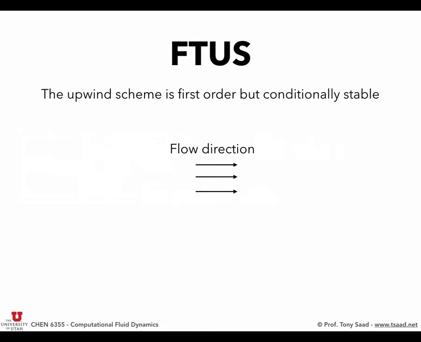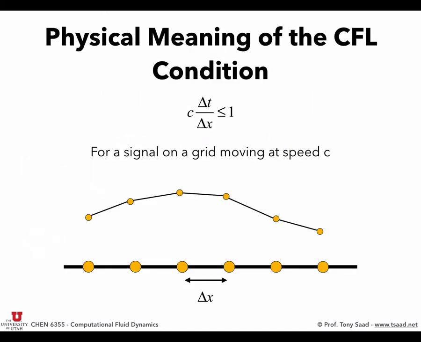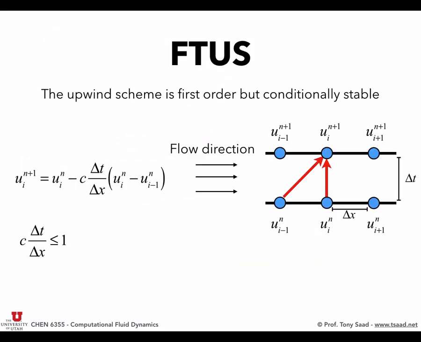We'll start with the Upwind scheme that we all know and love. We've done this for the last 3 months, and we know that this scheme is conditionally stable. In 1D it depends on the CFL condition given by the Courant number, c dt by dx should be less than or equal to 1.